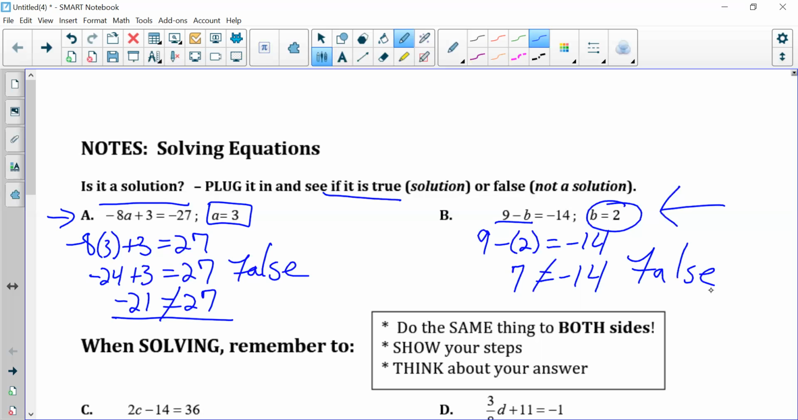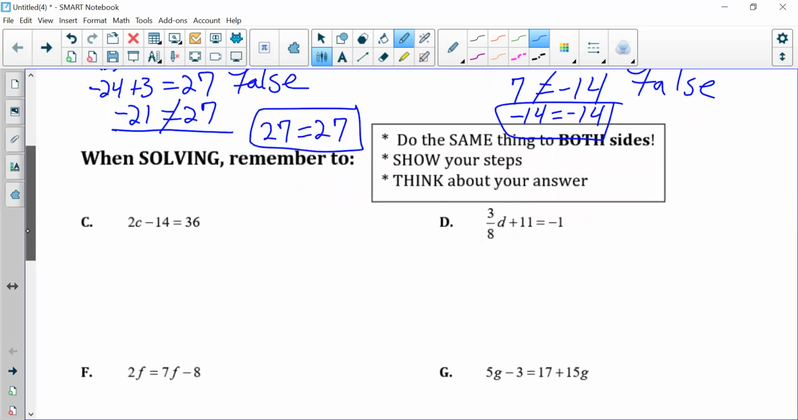If we had a true one, we would have ended up here with -14 equals -14. If we had a true solution over here, we would have ended up with 27 equals 27. If it's true, if your solution works, you're going to end up with a number equals itself. If you end up with anything that's not that, like 7 does not equal -14, then it is false. You do not have a solution for your equation.